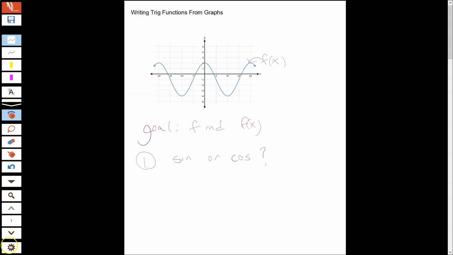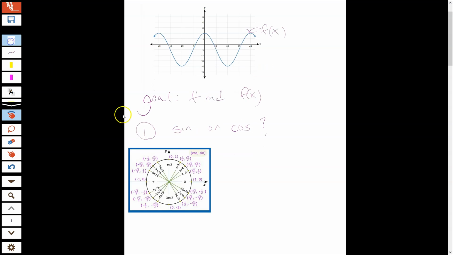Well, let's take a look at our unit circle, and that's going to help us make this call. So on our unit circle, we're going to look at this little spot here. So this says cosine of 0 equals 1 and sine of 0 equals 0. Okay? So what this means is that cosine has a peak at the origin. So cosine kind of looks like this. Sine has a 0 at the origin. So sine goes through the origin just like that.